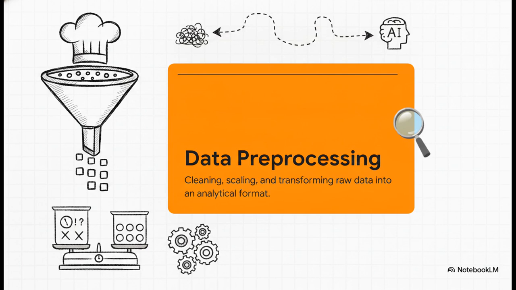And that brings us to our core topic today: data preprocessing. This is the invisible, completely unglamorous, but absolutely crucial prep work of cleaning, measuring, and transforming our raw data into a format the AI can actually digest. It's the foundational step where we substitute and scale our ingredients so the algorithm can run efficiently.